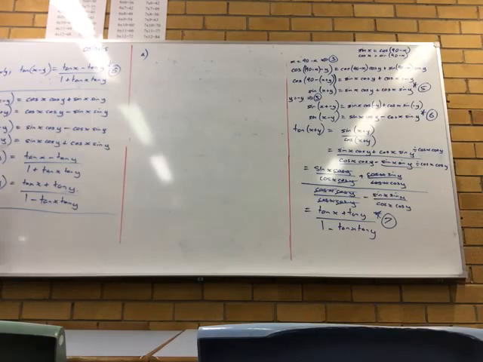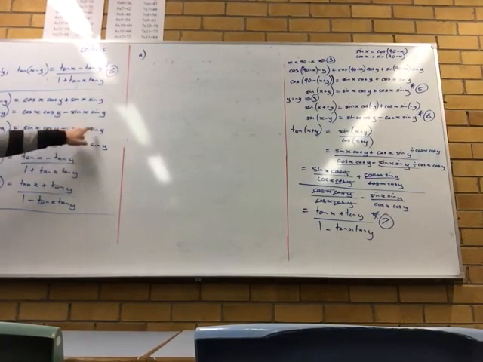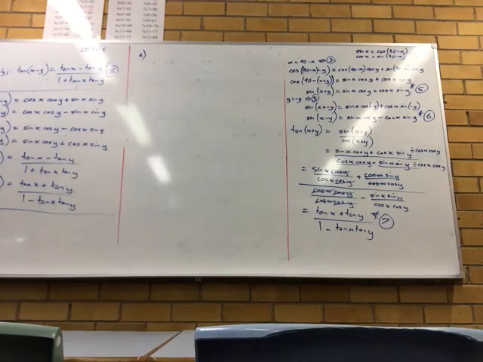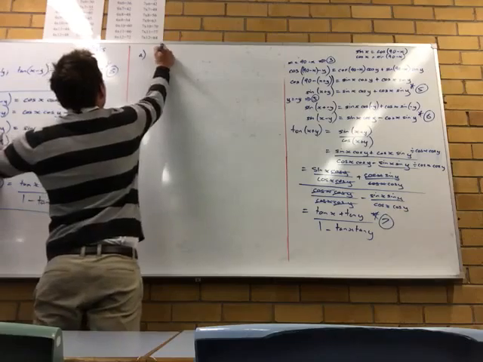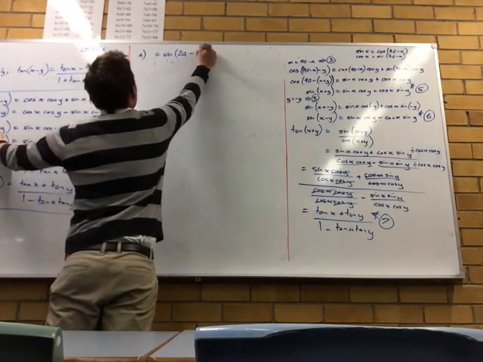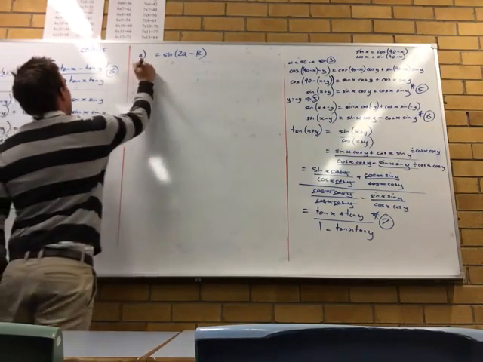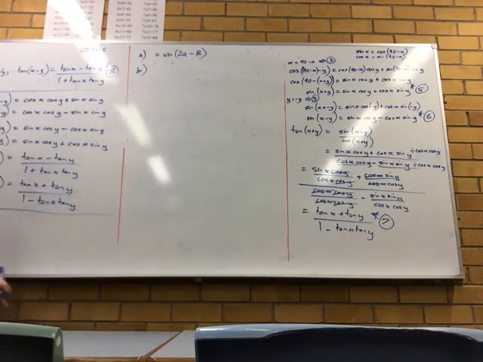Okay, so sine 2 alpha cos beta, take away cos 2 alpha sine beta is going to be sine of 2 alpha, take away beta. So it equals sine of 2 alpha, take away beta. Okay? So that would be a simplified expression of what you got there.